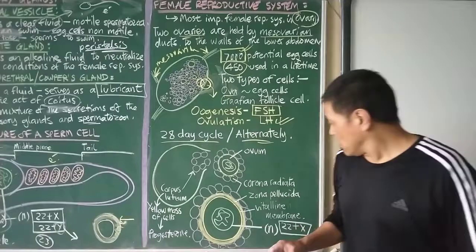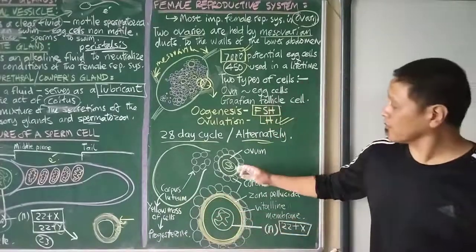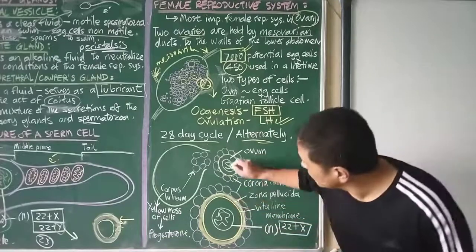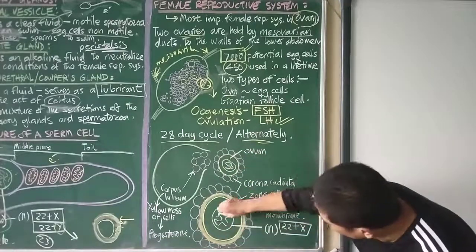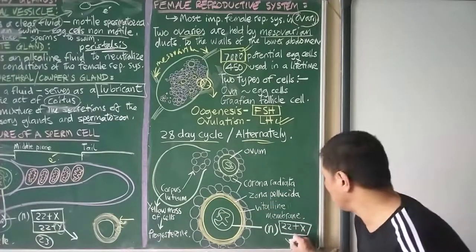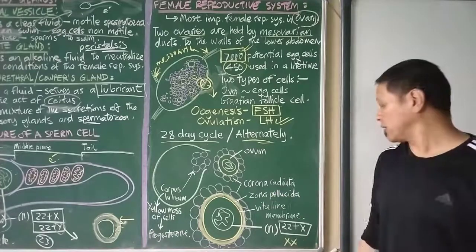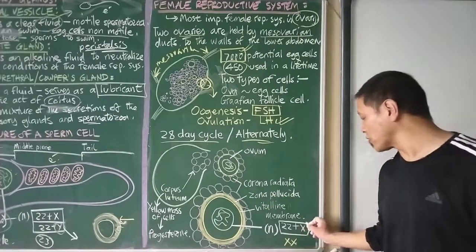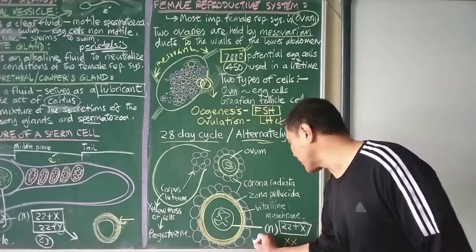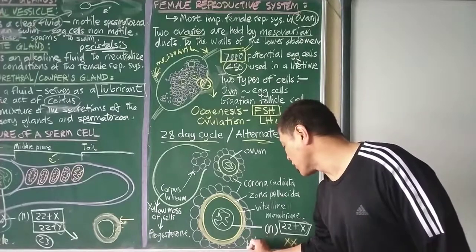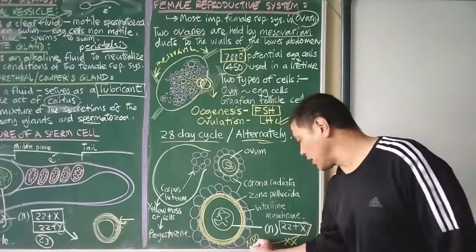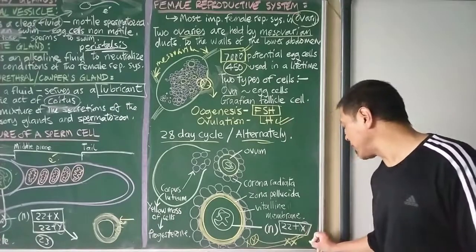Okay? The structure of ova, or ovum. The ova contains a large nucleus with 22 plus X chromosome only, because women are made up of XX. They do not have a Y chromosome. Therefore, they can contribute only an X chromosome. The male sperms can give either an X or a Y chromosome. So when Y combines with this X, a boy is formed. If the X combines with this X, a female is formed.